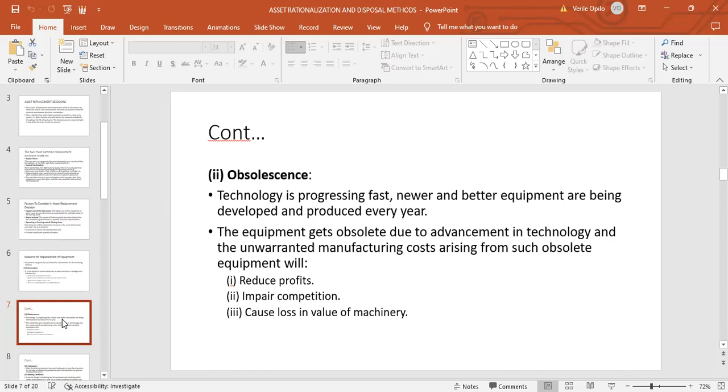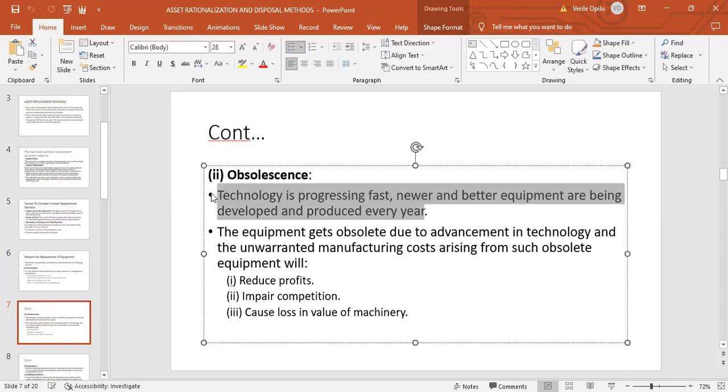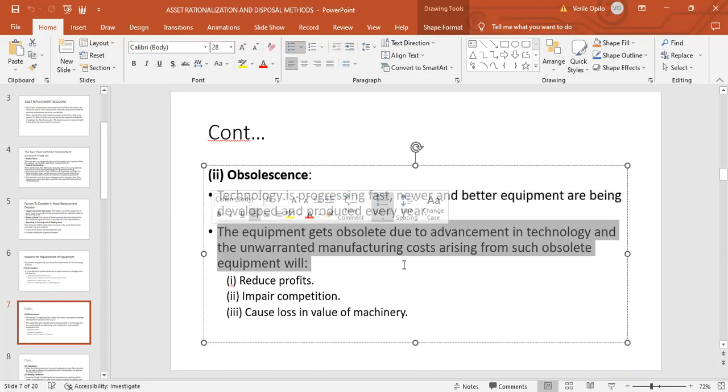So in this case, you'll find that it is important if you want to stay in line with your competition, because when your competition is using better methods, better techniques, and you're just stuck with the old ways, it means that you'll be left behind. So to avoid that, then you'd rather just replace the assets so that you can always stay at par with your competition. So you're saying that technology is progressing fast, and newer and better equipment are being developed and produced every single year. The equipment gets obsolete due to advancement in technology, and the unwarranted manufacturing costs arising from such obsolete equipment is going to result in reduced profit.